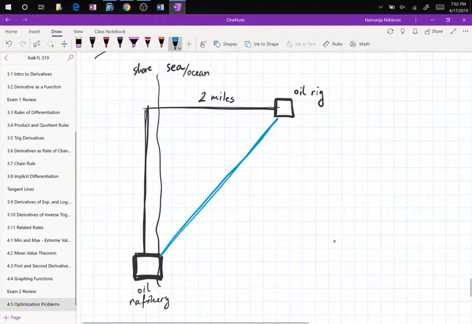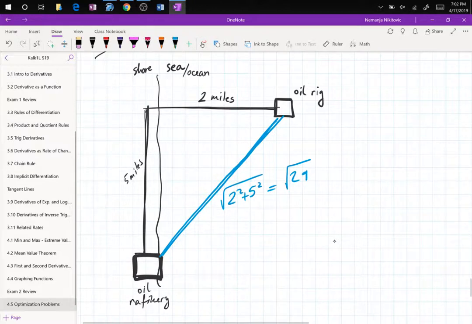Now, there is also a pipe that we can do directly, right? Wouldn't that be much shorter? That's much shorter. Let's put over here, let's say 5 miles down the shore. We can calculate the value here, right? It's very simple. It's the Pythagorean theorem. So the square root of 2 squared plus 5 squared is equal to the square root of 29. And the square root of 29 is about 5 something. 5.3?